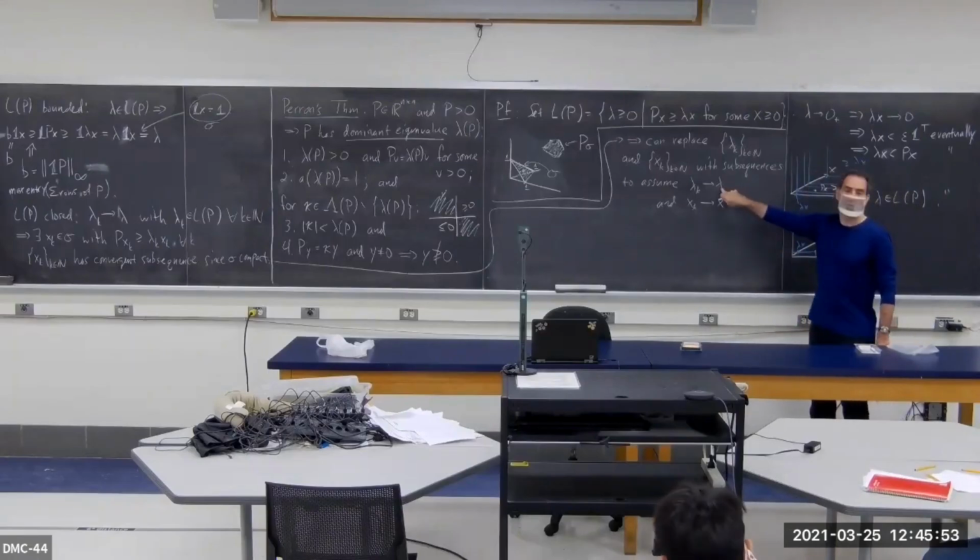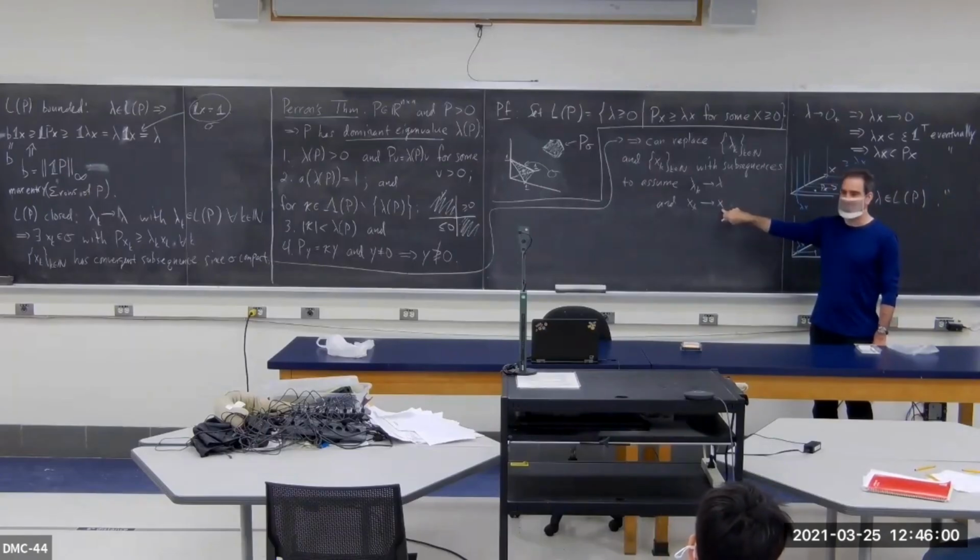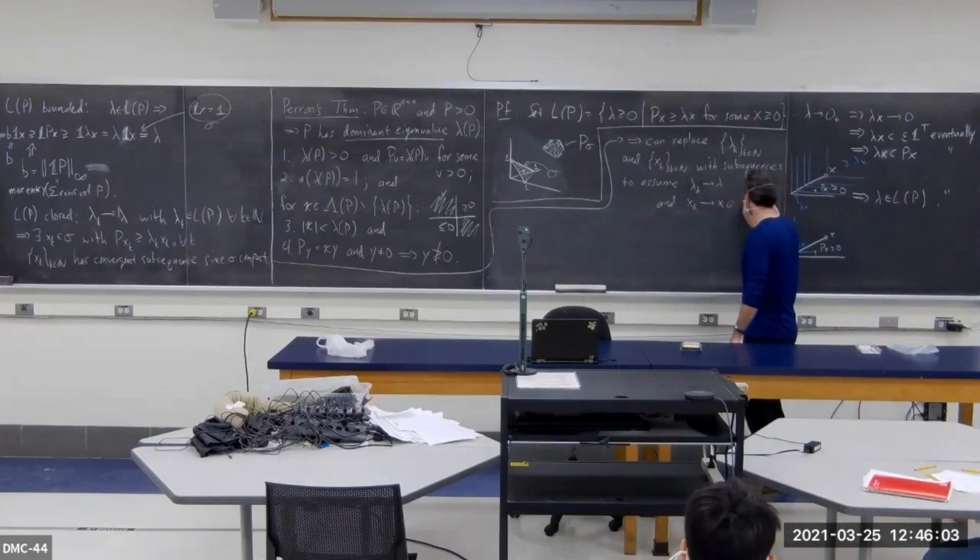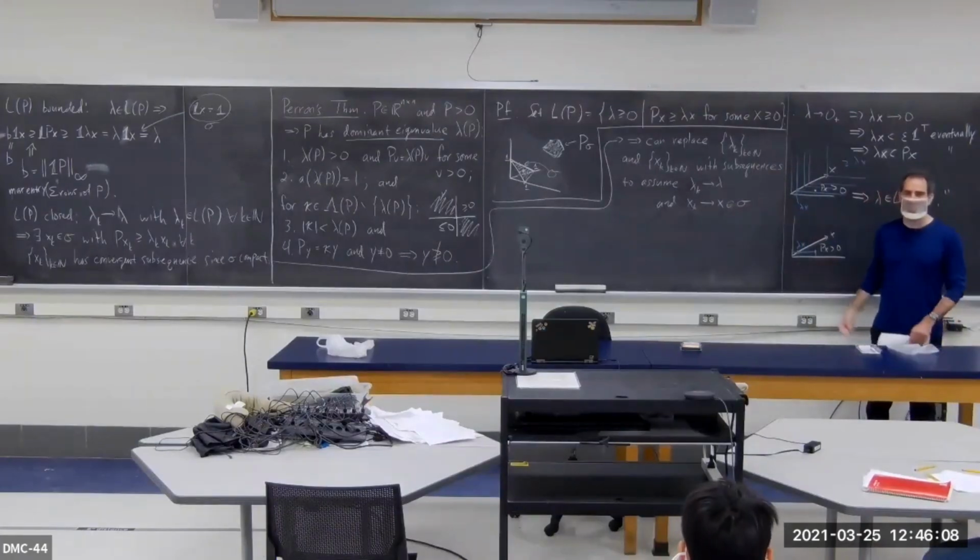So this lambda we don't know about. We need lambda to be inside of L of P. That's what we're trying to conclude. What can you tell me about x, however? This is in sigma. Right? That's the key point, that this x is now in sigma.